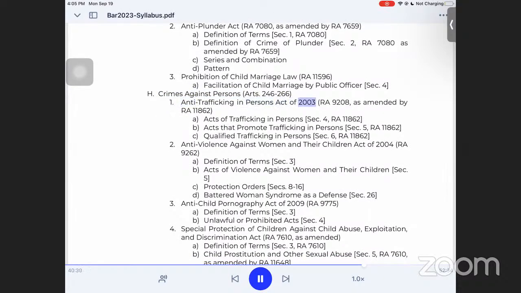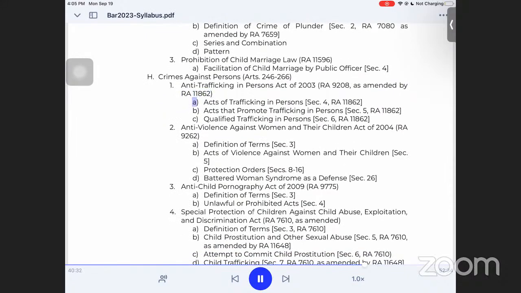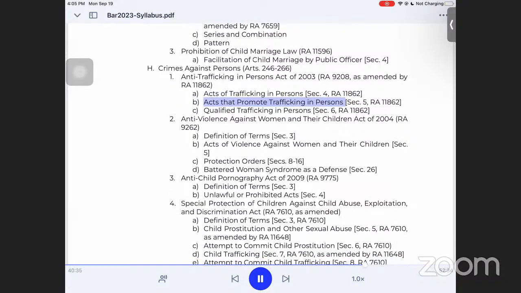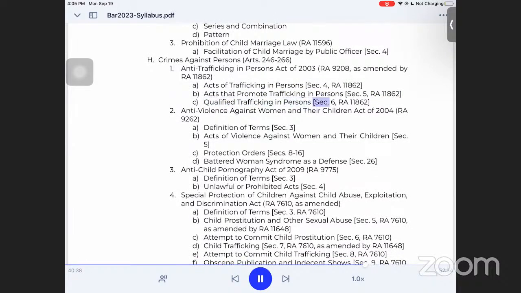1. Anti-Trafficking in Persons Act of 2003, RA 9208, as amended by RA 11862. A. Acts of Trafficking in Persons, Sec. 4, RA 11862. B. Acts that Promote Trafficking in Persons, Sec. 5, RA 11862. C. Qualified Trafficking in Persons, Sec. 6, RA 11862.